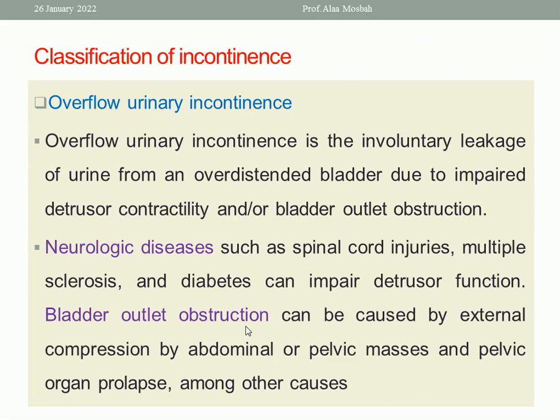So give me an example for this. For impaired detrusor contractility, it can happen with neurological disease like spinal cord injury, multiple sclerosis, diabetes. While for bladder outlet obstruction, examples include uterine fibroid, any other pelvic mass, extreme pelvic organ prolapse. All these can cause compression, so cause obstruction. So overflow urinary incontinence is involuntary leakage of urine from an over-distended bladder due to impaired detrusor contractility or bladder outlet obstruction.